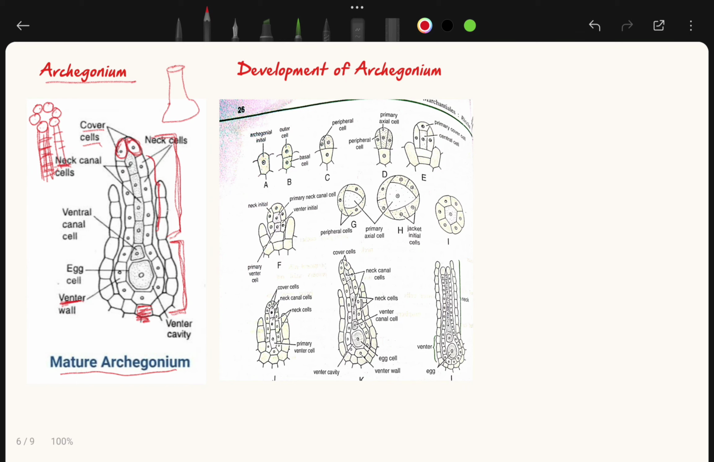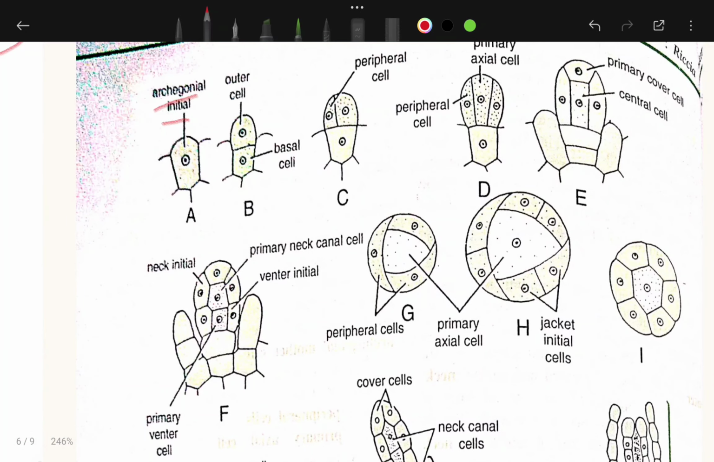Now we will study how this archegonium is developed. Just like antheridium, archegonium is also developed from a single superficial cell, a cell that is larger in size when compared to other cells. Since it is larger, it will protrude out on the dorsal surface, and this cell, just like antheridium, is known as archegonial initial. So this cell is larger compared to other cells.